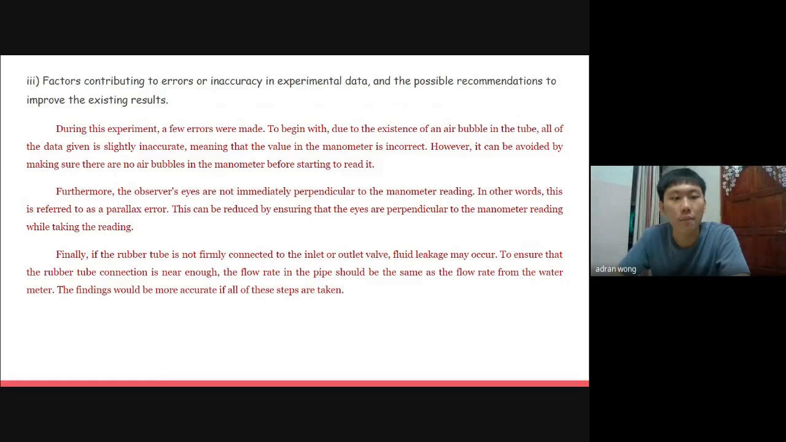Finally, if the rubber tube is not firmly connected to the inlet or outlet valve, fluid leakage may occur. To ensure that the rubber tube connection is tight enough, the flow rate in the pipe should be the same as the flow rate from the water meter. The findings would be more accurate if all of these steps are taken.